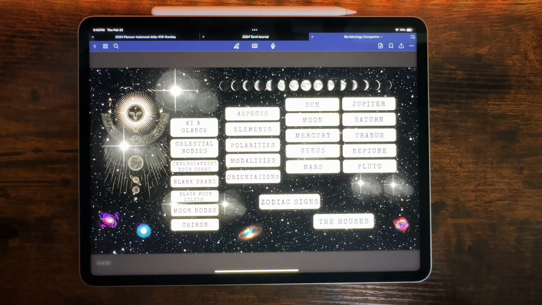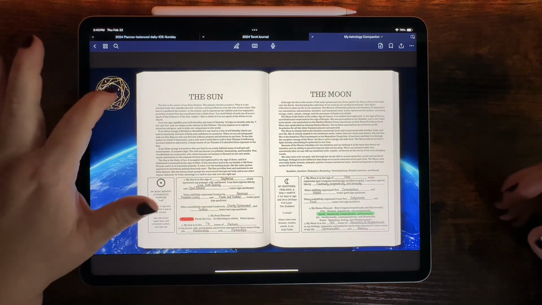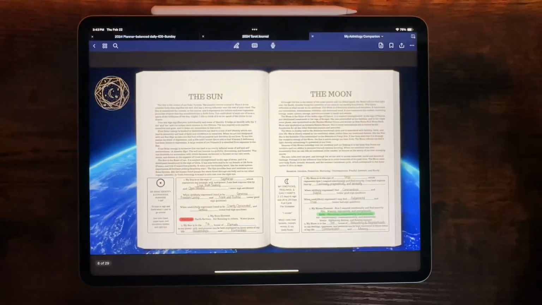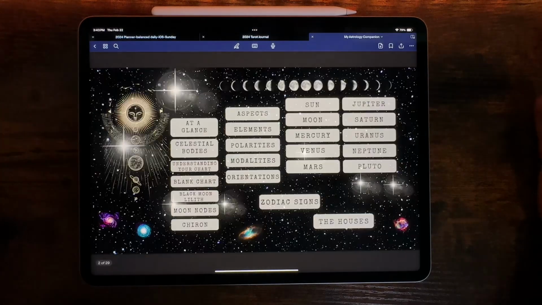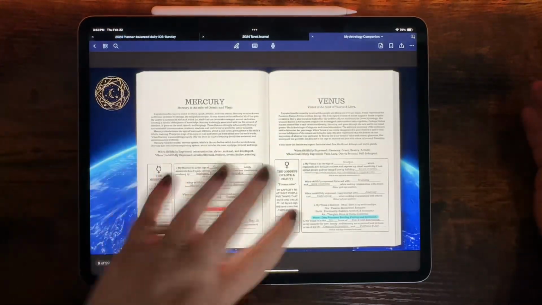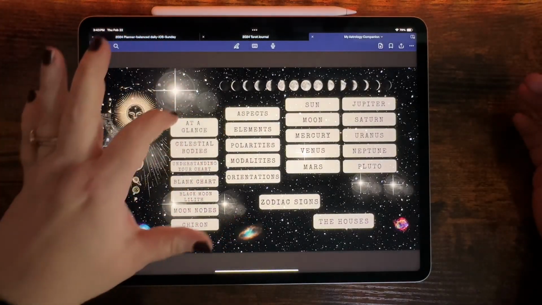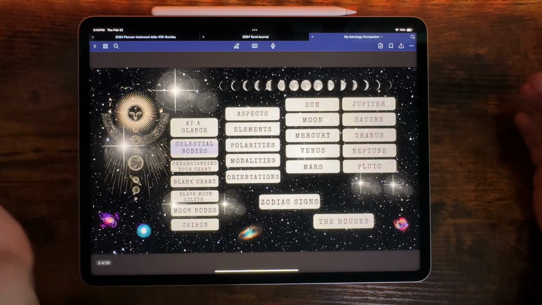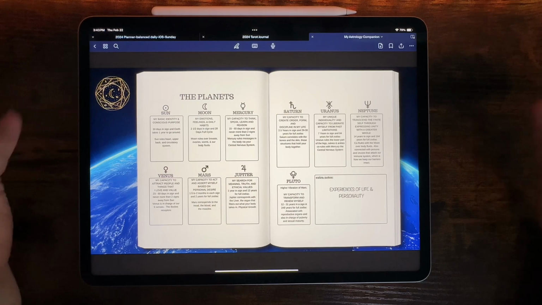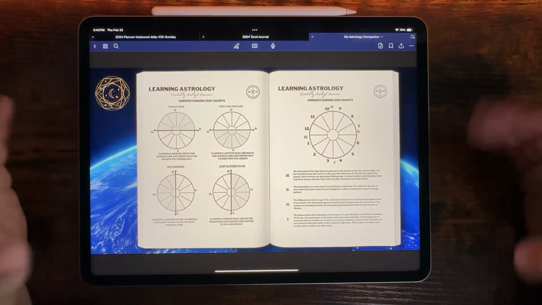So it goes to different sections. If you want to learn more about the sun, this is my personal copy. If you want to learn more about the moon, oh, that's the same. Mercury and Venus, or you can just scroll like this. I've got the charts, celestial bodies at a glance, all of them. Understanding your chart, it breaks it down.